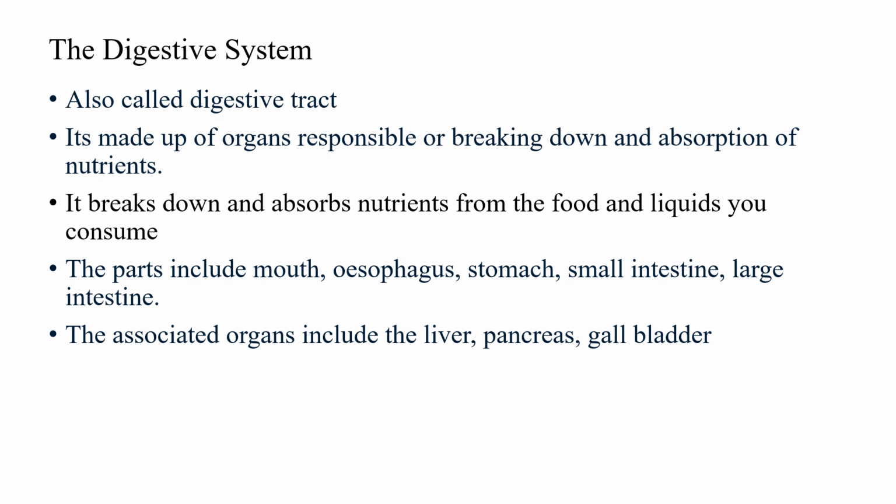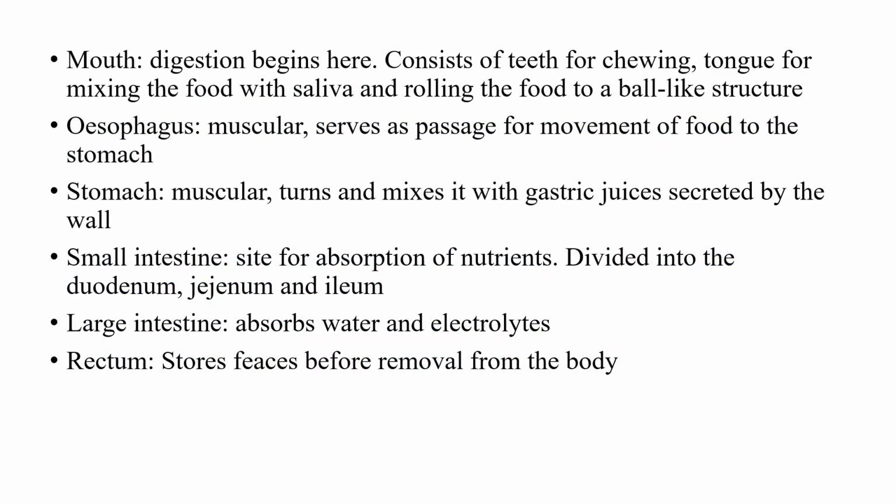The digestive system is made up of organs that are responsible for breaking down substances and absorption of nutrients after the breaking down. It breaks down and also absorbs nutrients such as food and liquids that we consume. The parts that make up the digestive system include the mouth, esophagus, stomach, small intestine, and large intestine. We also have some organs that work together for the purpose of digestion and absorption of food substances in the body. These organs are referred to as associated organs because they are outside the alimentary system, but they contribute to the process of digestion in the alimentary system.